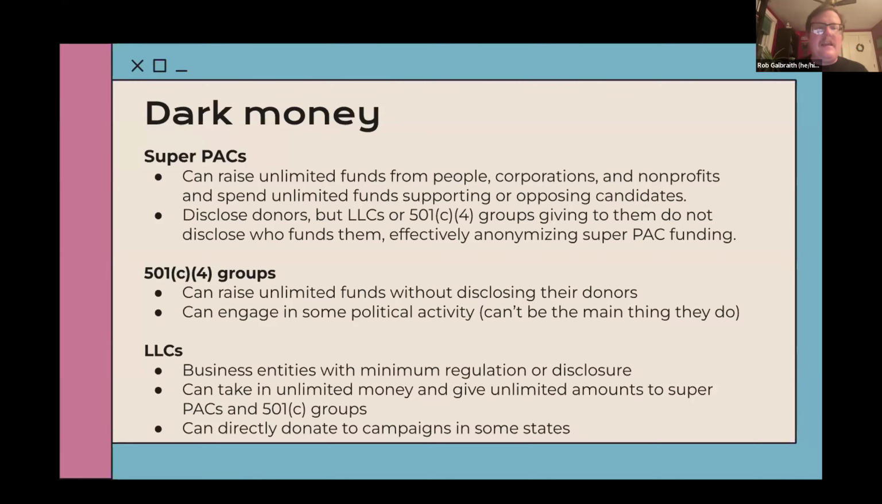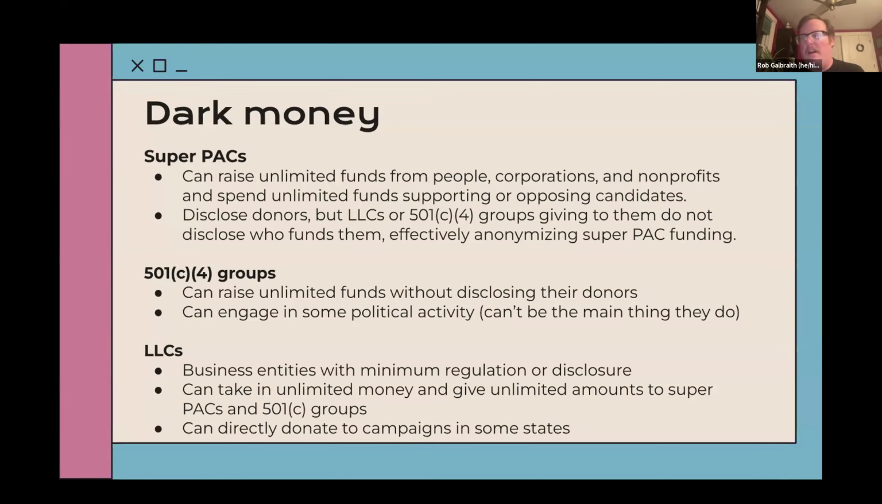They can bring in unlimited money. There are very, very few reporting requirements about what they have to report. And they can give unlimited amounts to super PACs and 501(c) groups, like C4s, C3s, C6s, whatever. And in some states, they can actually give directly to political campaigns.